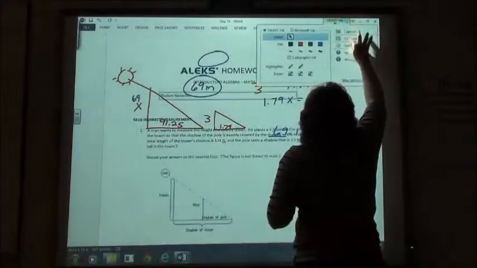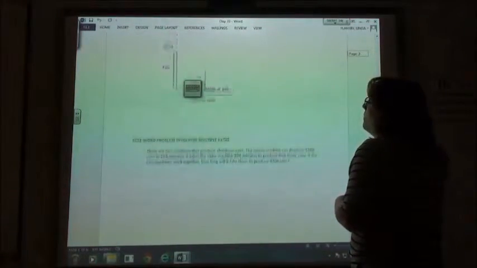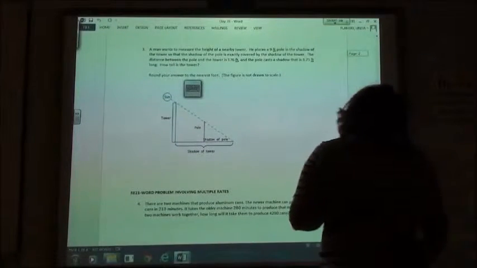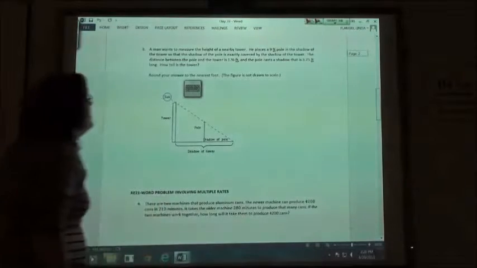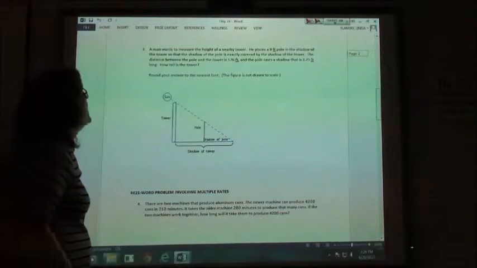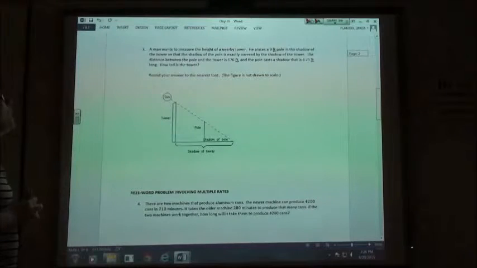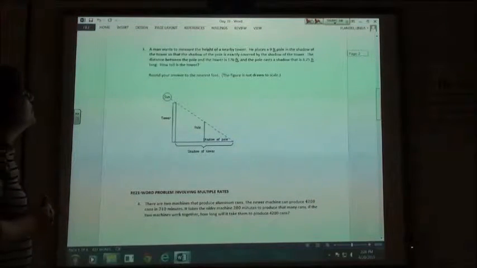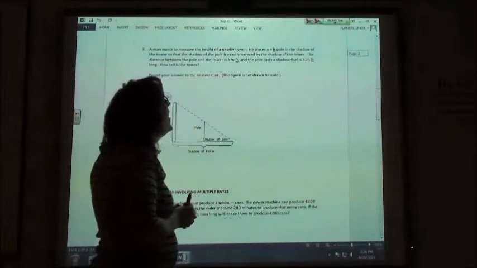One more of those. Number 3. It says, a man wants to measure the height of a nearby tower. He places a 9-foot pole in the shadow of the tower so that the shadow of the pole is exactly covered by the shadow of the tower. The distance between the pole and the tower is 176 foot. The pole casts a shadow that is 3.75 feet.